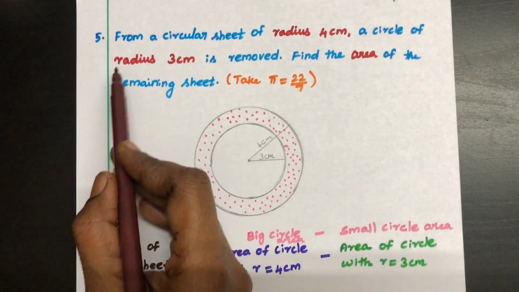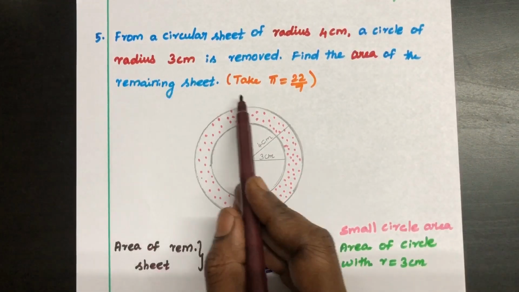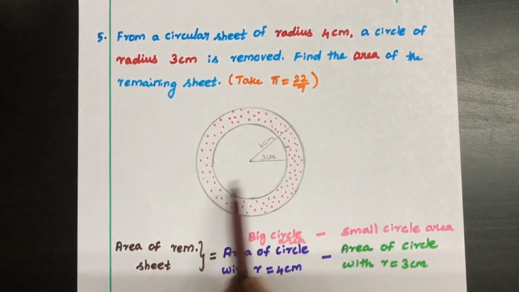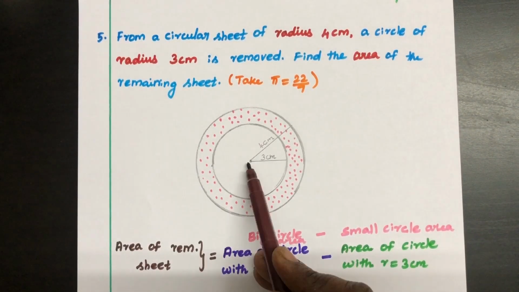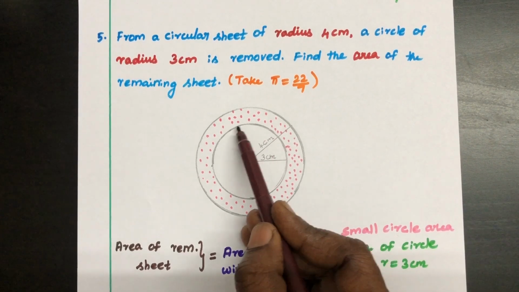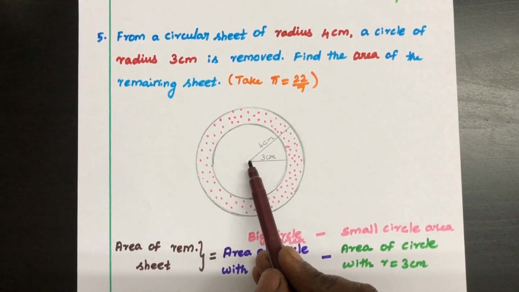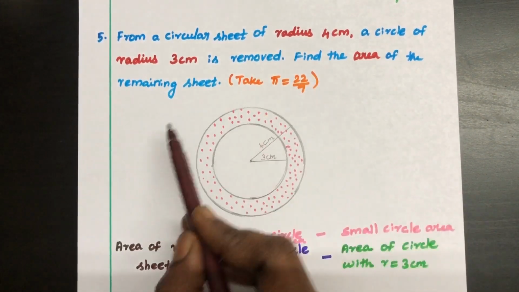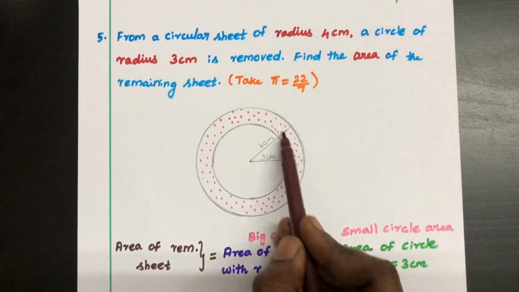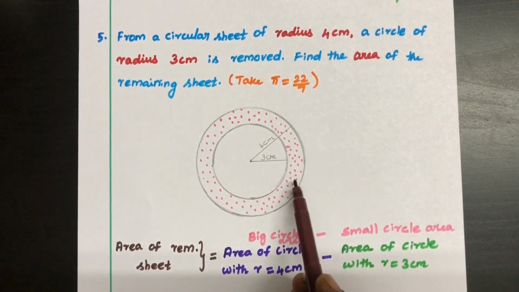Fifth question. From a circular sheet of radius 4 cm, a circle of radius 3 cm is removed. See, this is the circular sheet. Big circle is 4 cm radius and the smaller circle is 3 cm radius. If we cut this circle and remove it from the bigger circle, find the area of the remaining sheet. We are going to find this dotted area.